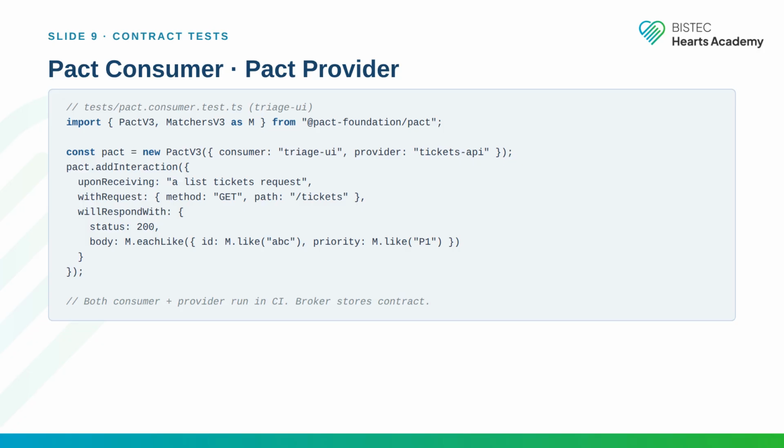Both consumer and provider run this in continuous integration. A Pact broker stores the contract so any drift fails both sides together.